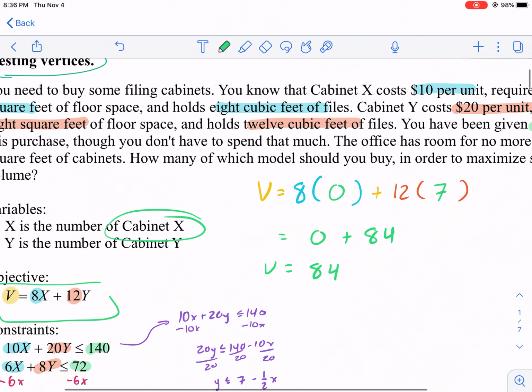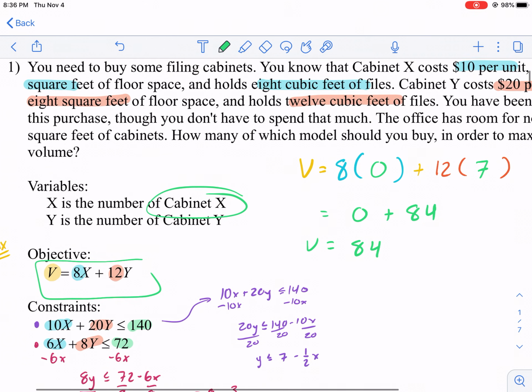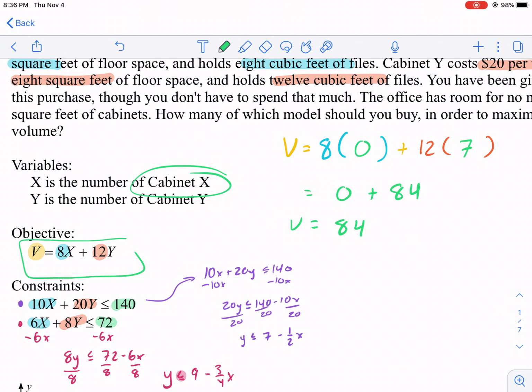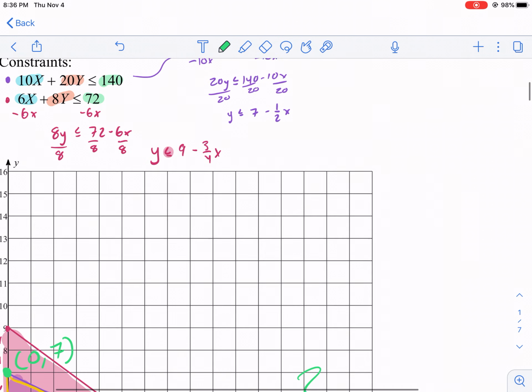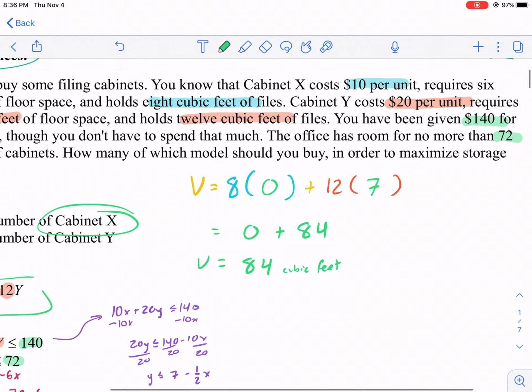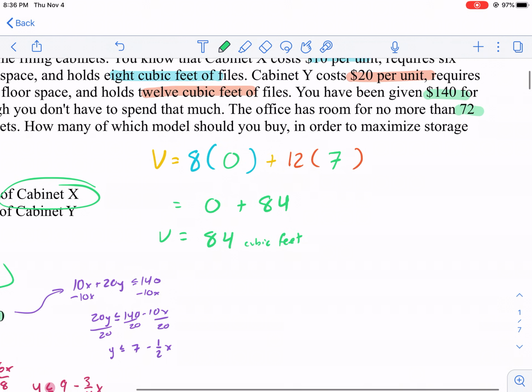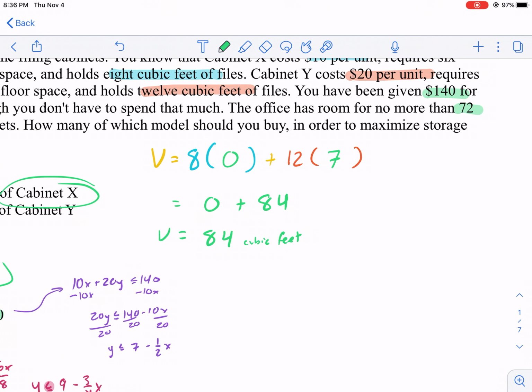The units, that's square footage, I believe. How much space, how much filing storage I have. Cubic yards, I think. So cubic feet of storage. So I got 84 cubic feet of storage by getting 0 of cabinet X and just getting 7 cabinet Ys. So that's one way we can do that. I'm going to just minimize this and move it to the side so you can see that this was our first option, over here.